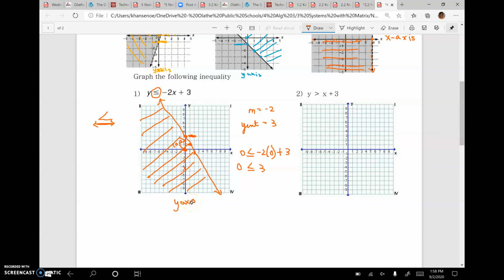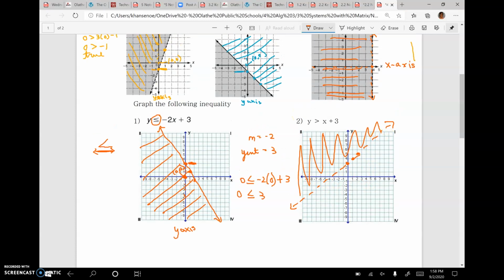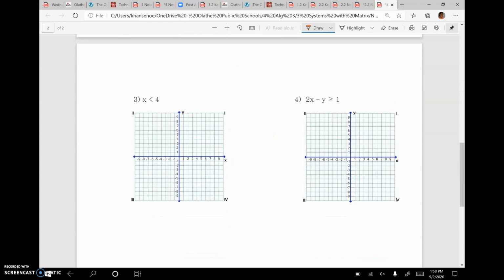All right, last one on this page. So I'm going to actually pause this, and I want you to work that on your own. And when you come back, it'll be all right. So now you can see that this is the answer. So dotted line, everything above. All right, let's go look at some more.